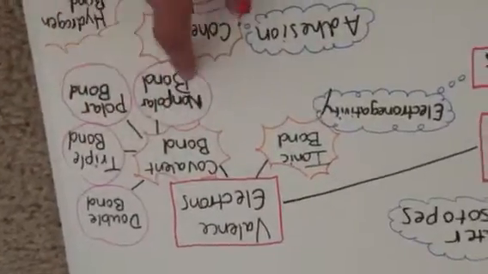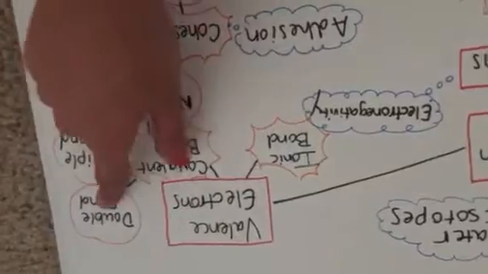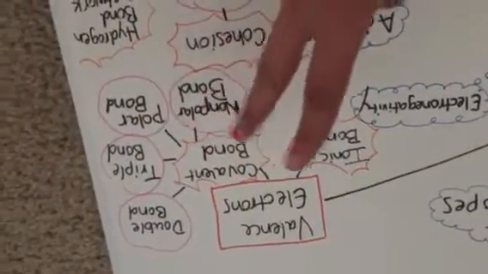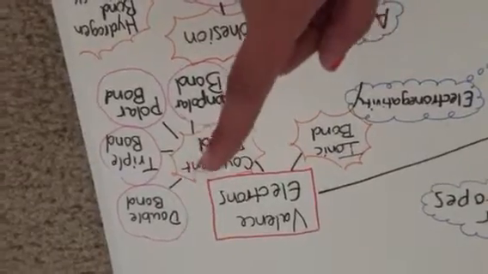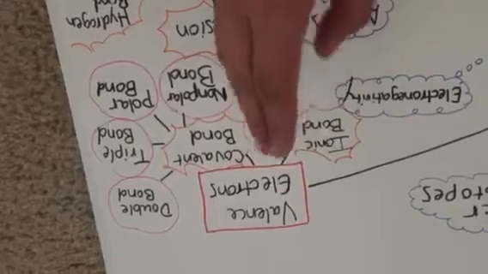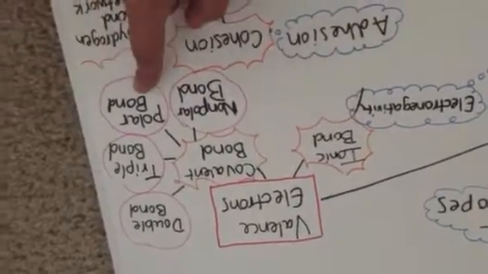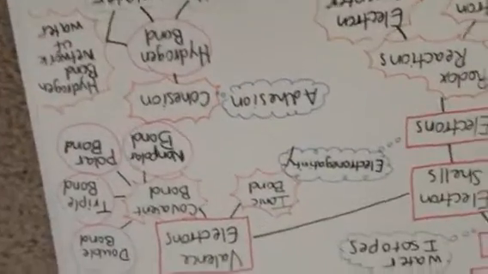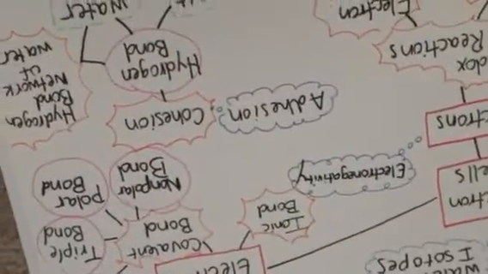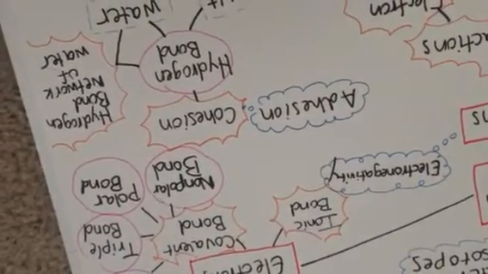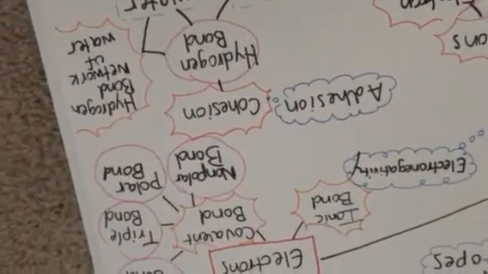And along with covalent bonds, you have 4 different types of covalent bonds. You have a double bond, which is 2 electron pairs shared instead of just one. You have a triple bond, which is 3 electron pairs shared instead of just 1 or 2. And you have a polar bond, and you have a nonpolar bond. The difference between a polar bond and a nonpolar bond are a nonpolar is an equal sharing of electrons, and a polar bond is an unequal share of electrons.